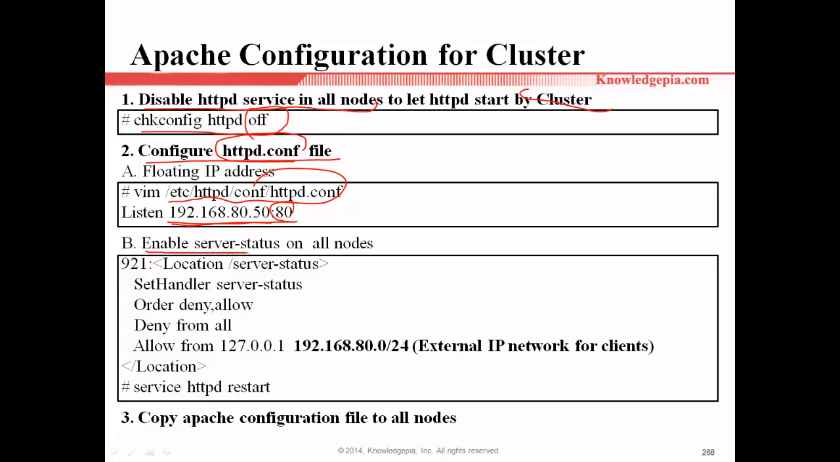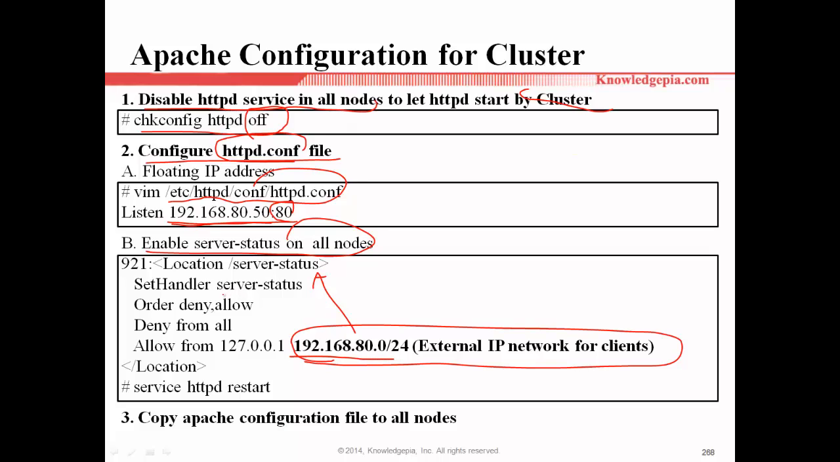Second, enable the server status on all cluster nodes. So all the cluster members can access this information, and this will show the server status. In my case, the network 192.168.8.0/24 can access the directory to check the server status. After that, service httpd restart. At first, even if you don't restart HTTP, no problem, because this web server will be started by the cluster.